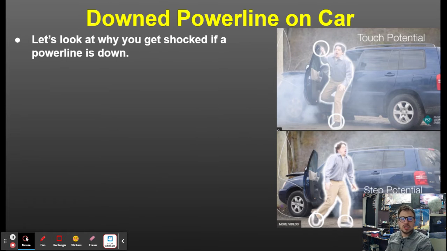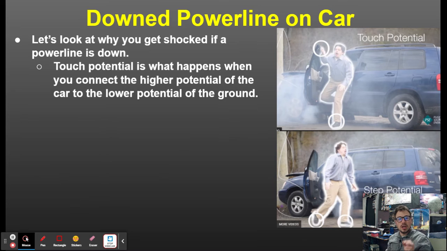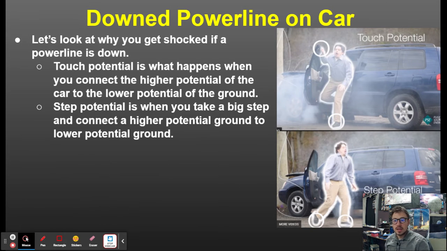So let's look at why you get shocked if a power line is down. Touch potential is what happens when you connect the higher potential of the car to the lower potential of the ground. You can see that picture up top. He's connecting the higher potential to the lower potential because he just grabbed the car and stepped down. You do not want to connect high to low potential. Now, step potential is when you take a big step and connect a higher potential ground to a lower potential ground.